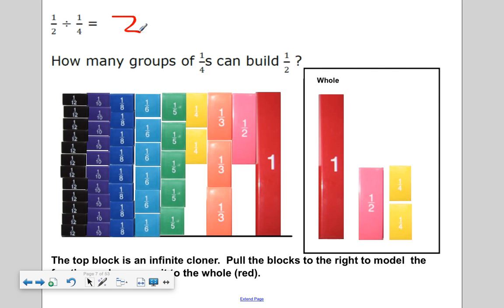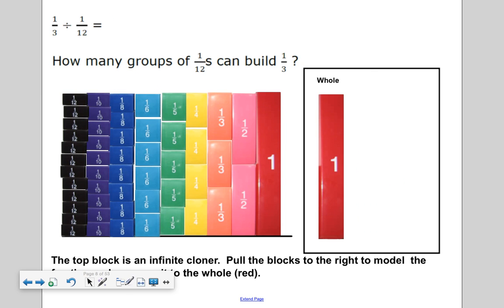How could I have gotten the answer without using the pictorial model? You have 1/2, and I'm multiplying by its reciprocal, which is 4/1, and you get 4/2 or just 2. Same answer, pictorially and through the mathematics.